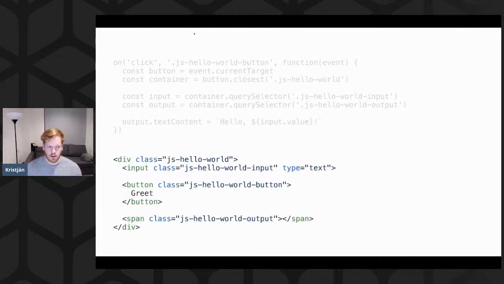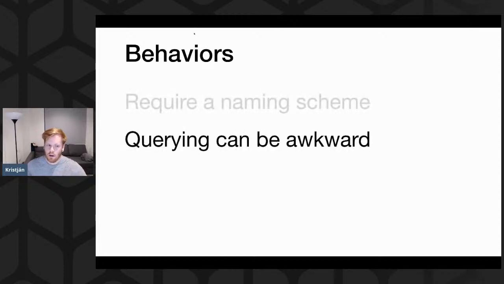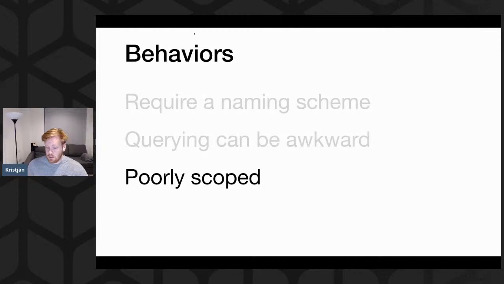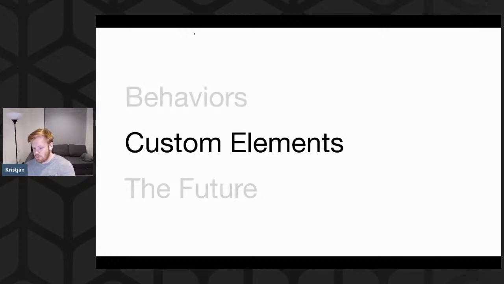There's nothing stopping any engineer from just adding more functionality and overloading a class with multiple responsibilities. That's maybe fine in the beginning, but it adds up and becomes large, unwieldy and hard to refactor. So to sum that up, our behaviors that require a naming scheme can be really awkward to create, and they're poorly scoped. So what we've been doing is taking behaviors and converting them to custom elements where it makes sense. Let's take a look at some of the custom elements.